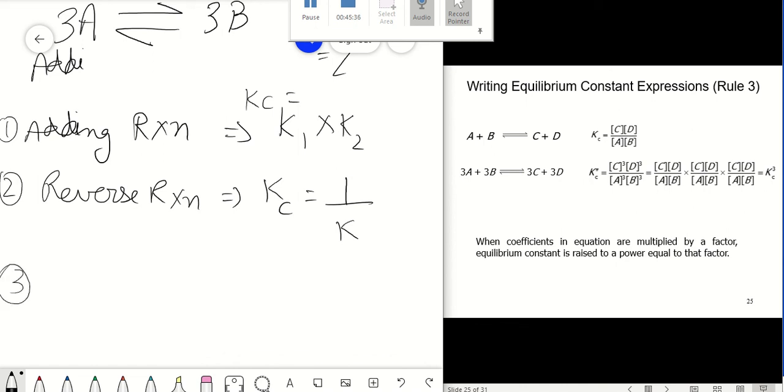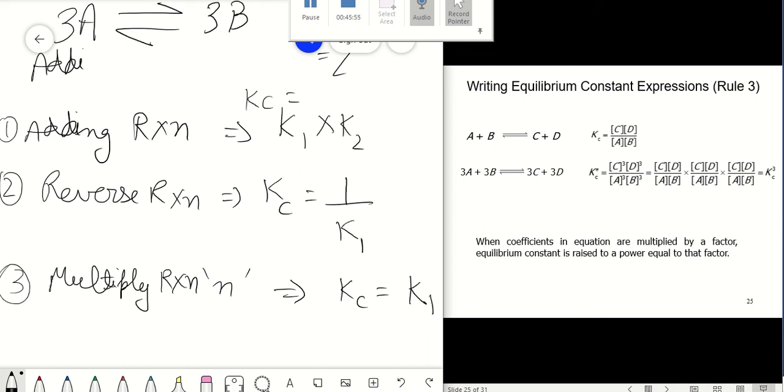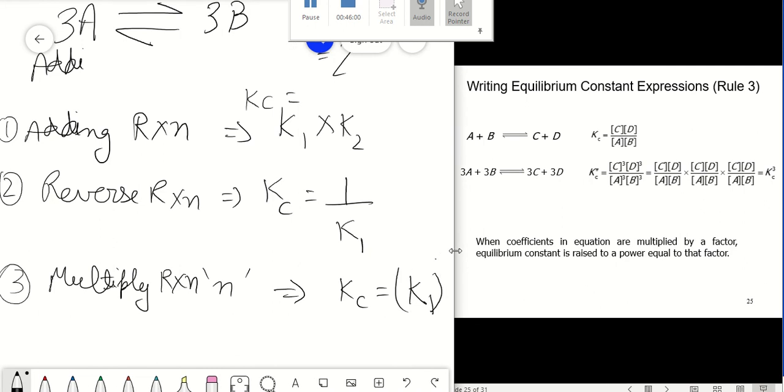Third rule is if I multiply the reaction by a stoichiometric coefficient, let's say n, Kc will now be whatever the K1 was for the given reaction, all raised to the power of n. That helps you to compare reactions and figure out their equilibrium constants. Let's take a couple of examples in this case.